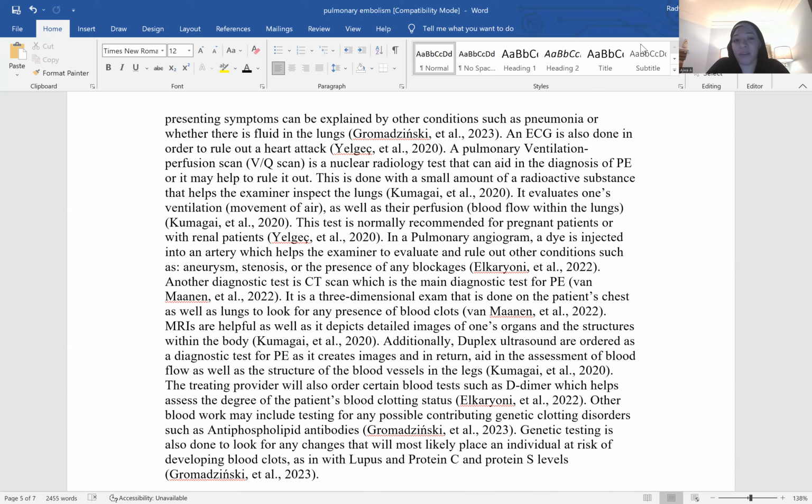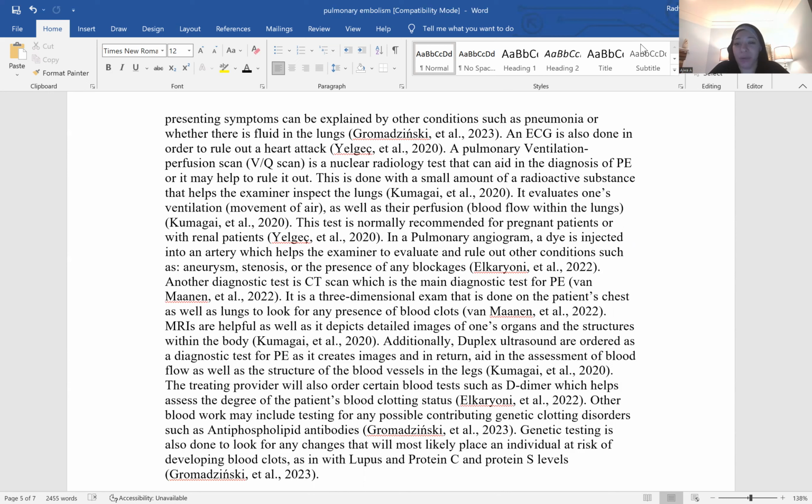A pulmonary ventilation perfusion scan, also known as VQ scan, is a nuclear radiology test that can aid in a diagnosis of PE, or it may help to rule it out. This is done with a small amount of radioactive substance that helps the examiner inspect the lungs. It evaluates one's ventilation, which is the movement of air, as well as their perfusion, which is the blood flow within the lungs. This test is normally recommended for pregnant patients or renal patients.